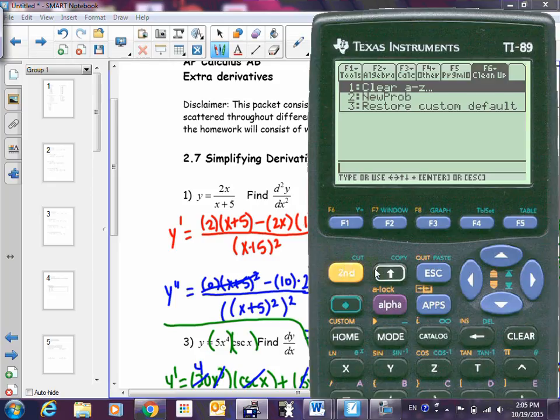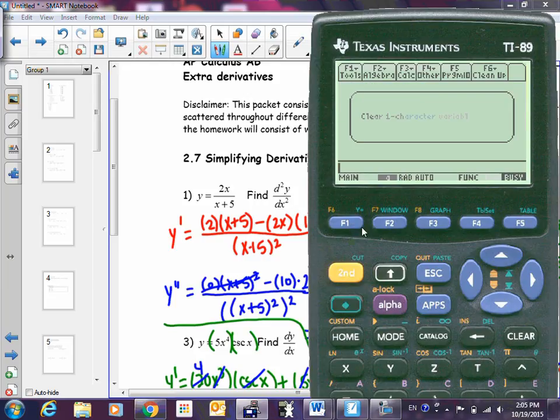So we're going to clear A to Z. So you go second F1, and you can either press 1 or enter, and then it's going to say, are you sure? And you go, yep, I'm sure. So we don't want anything stored in for X before we do this.